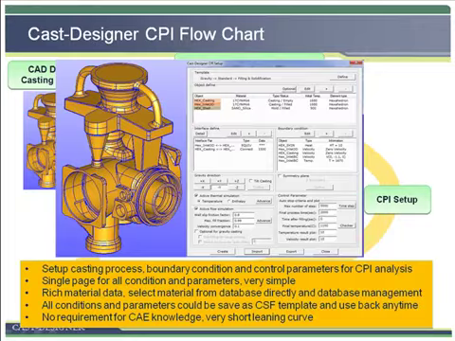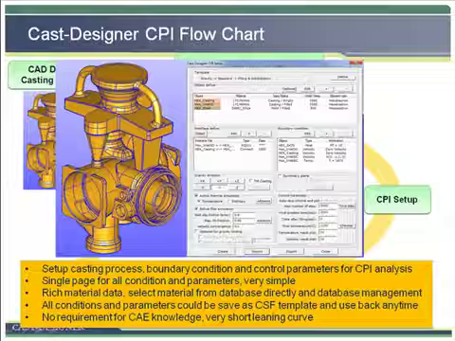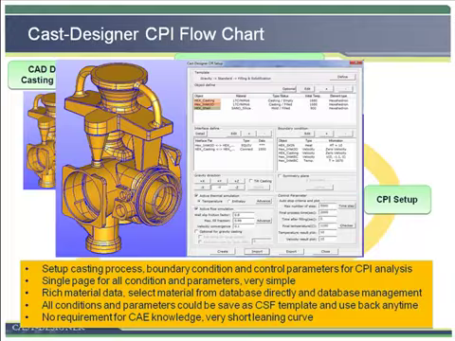Then, the user is asked to define the analysis type, meaning filling simulation only, or solidification simulation only, or a coupled analysis for filling and solidification. After that, the user can follow the sequence of up to down, left to right, to define the material data, heat transfer condition, and casting speed or pressure. Finally, the parameters to control the simulation and save results. After that, the CPI model is completed.